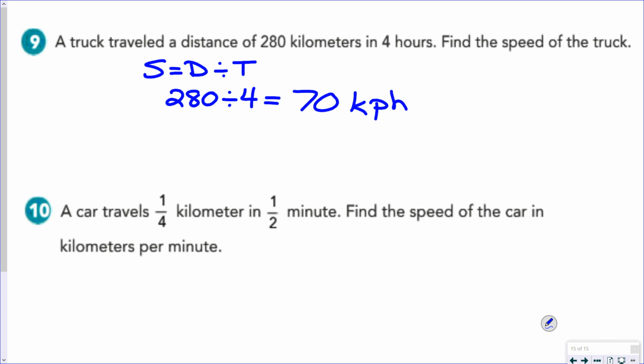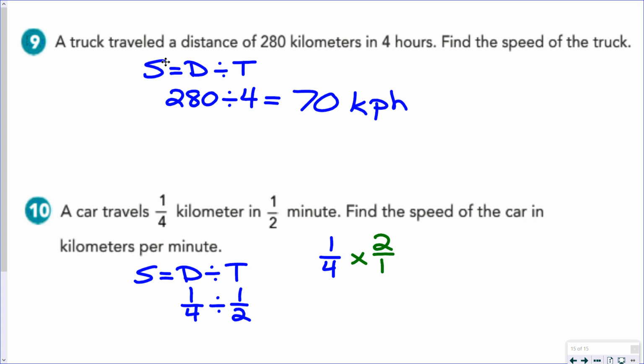And then finally, a car travels 1/4 of a kilometer in half a minute. Find the speed of the car. Speed equals distance divided by time. 1/4 divided by 1/2. Once again, we're dividing by a fraction. Keep, times, turn. Now you don't have to simplify at this point. You can wait till the end. 2 times 1 is 2. 4 times 1 is 4. 2/4 simplifies to 1/2 kilometers per minute.